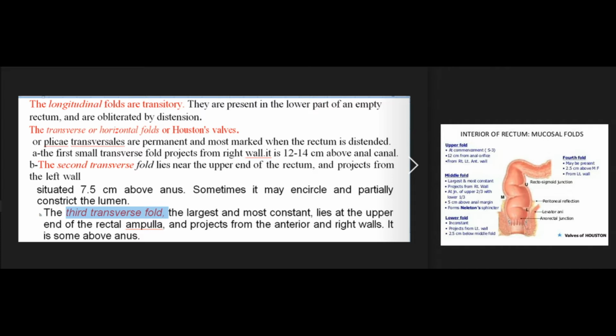distended. A. The first small transverse fold projects from the right wall. It is 12 to 14 cm above the anal canal. B. The second transverse fold lies near the upper end of the rectum, and projects from the left wall, situated 7.5 cm above the anus. Sometimes it may encircle and partially constrict the lumen.